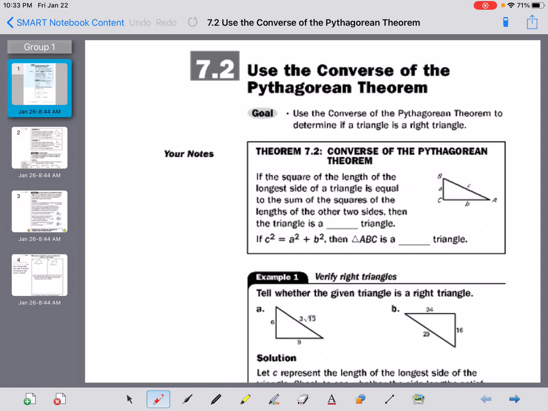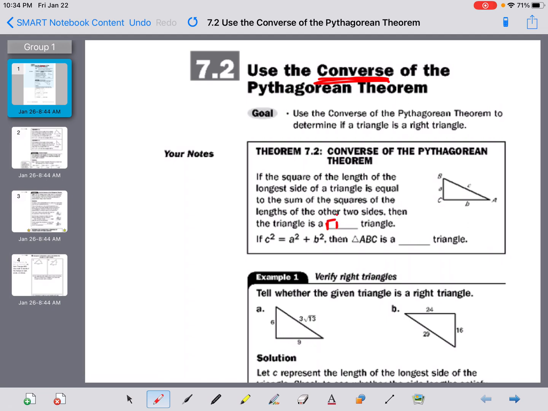All right, 7.2, use the converse of the Pythagorean theorem. Going back to chapter 2, what does converse mean? Remember, it's the flip of what we had before. Yesterday when we did 7.1, we talked about if you have a right triangle, then a squared plus b squared equals c squared. Today we're going to flip it and say if a squared plus b squared equals c squared, then you have a right triangle. So we actually don't know if we have a right triangle, but we're going to check it with the Pythagorean theorem, okay?